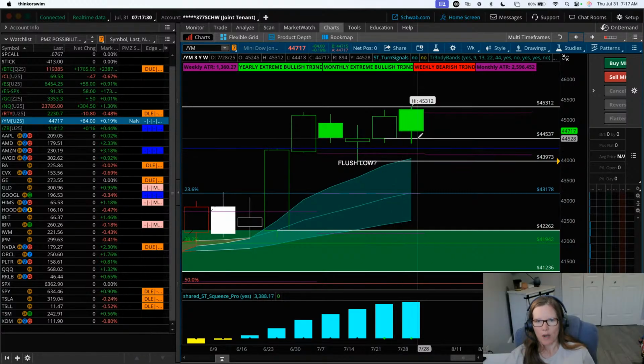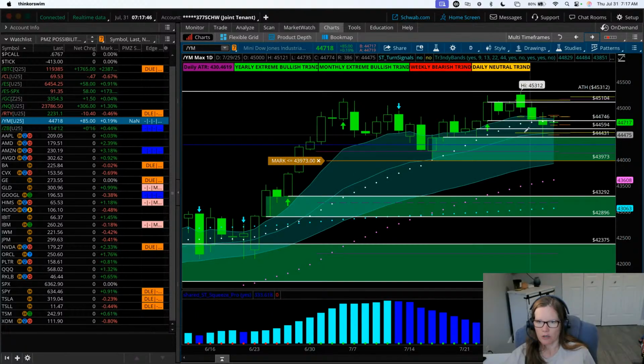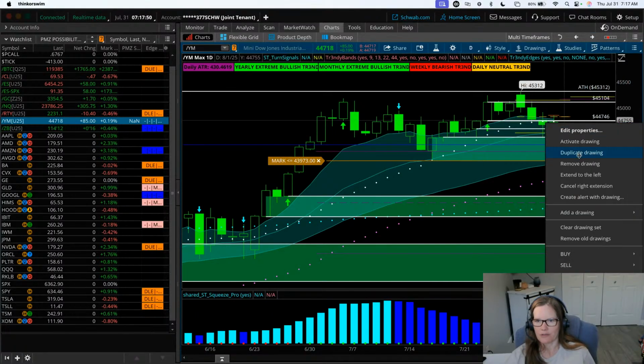And so I want to pay attention to 44,500, I'm going to call it, just to make it easy for me to remember. I want to see price stay above there in the Dow in order for us to potentially turn and have a nice trending day to the upside.